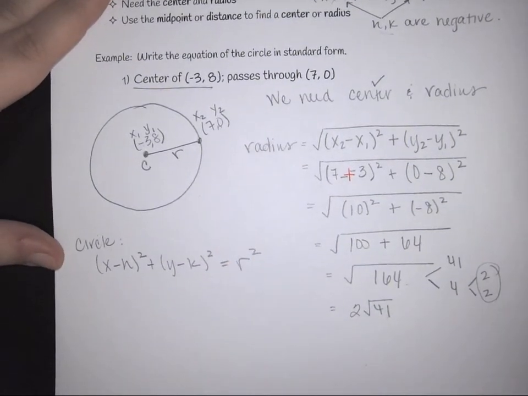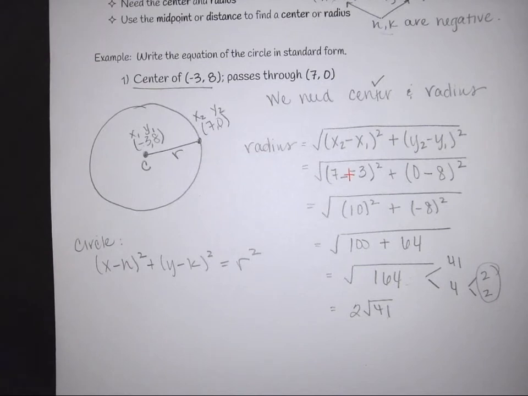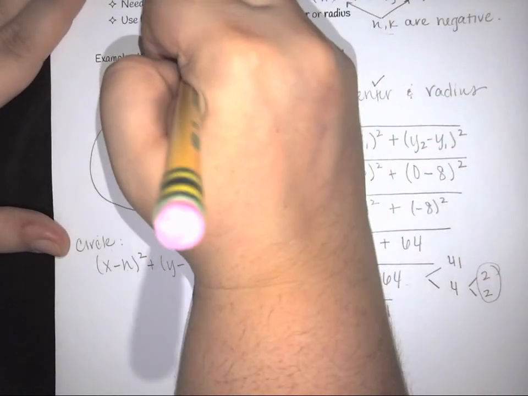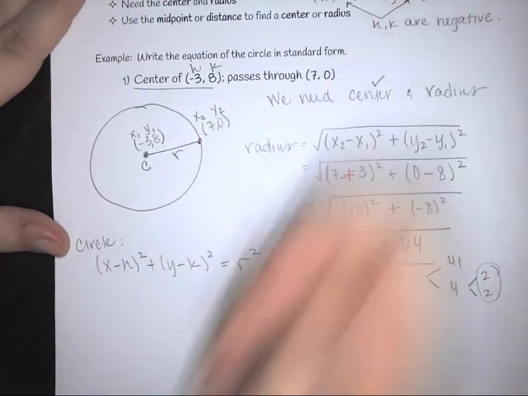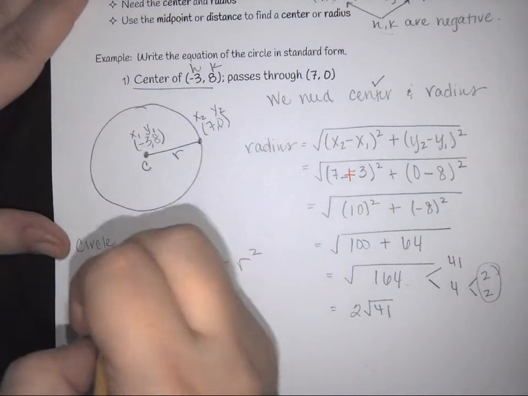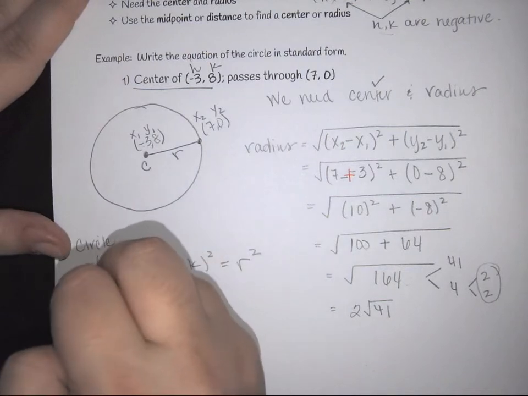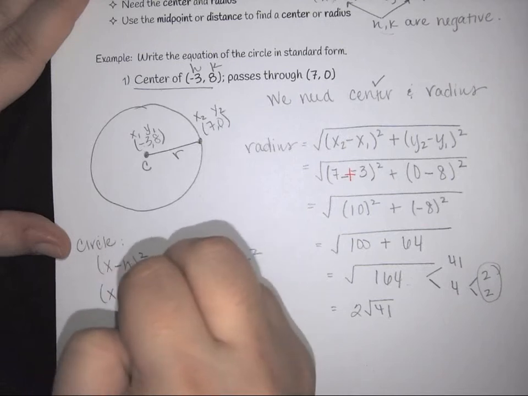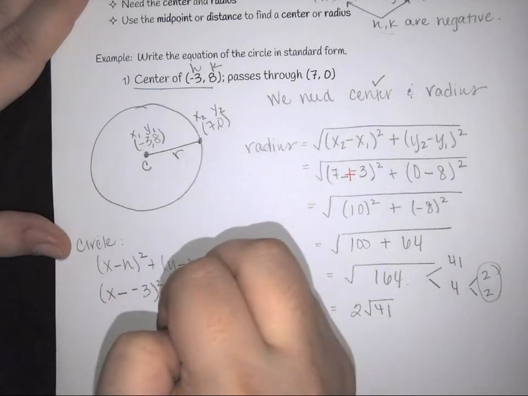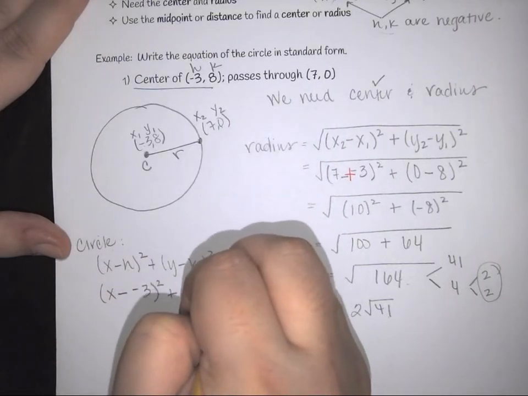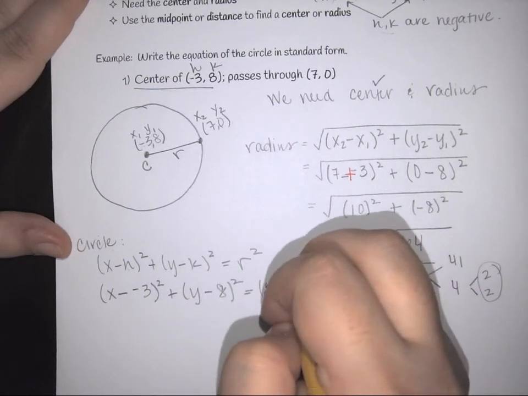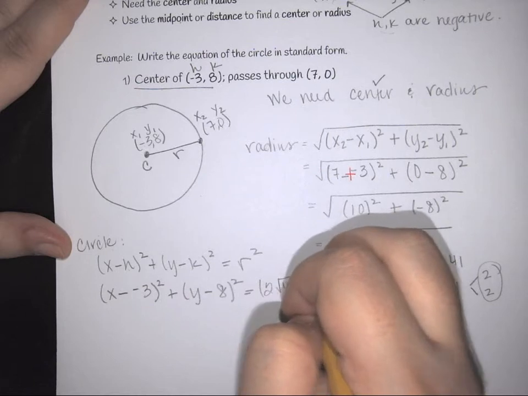So we have to input everything. Well, inputting everything says we need to remember what h and k are. So in this case, remember h is your x, k is your y. So this is going to become (x minus a negative 3) squared plus (y minus 8) squared equals (2 square roots of 41) squared.